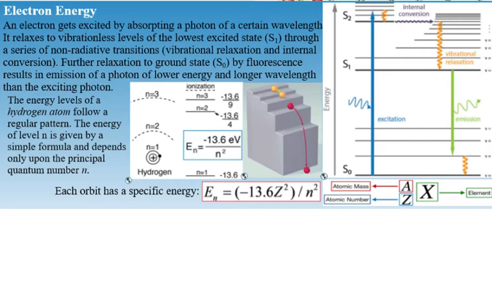Bohr's model of the atom explains the spectroscopists' observations using the simplest atom, hydrogen, with only one electron. Bohr postulated that the electron would orbit the nucleus only at certain discrete radii, and when the electron is in one of these special orbits, it does not radiate or emit any energy.